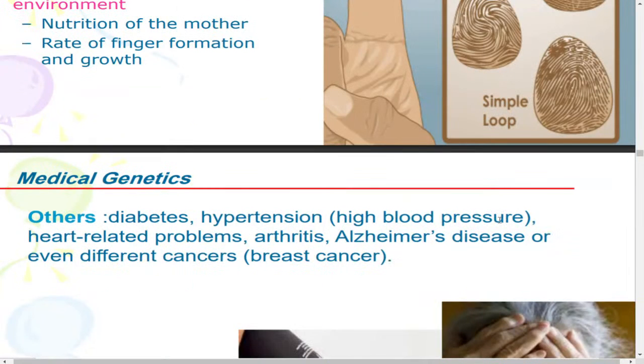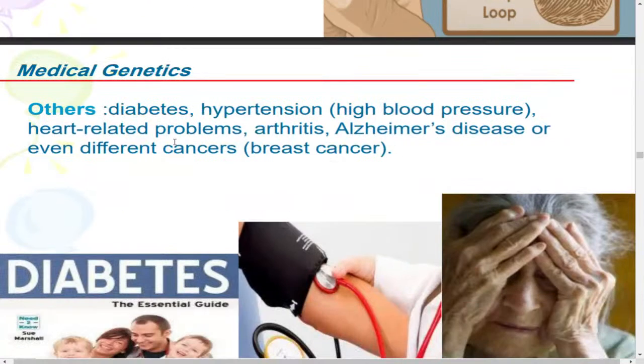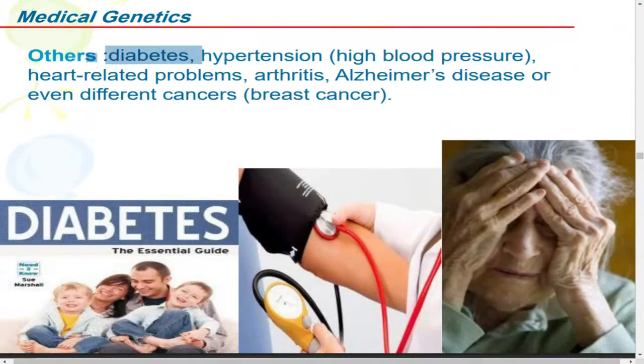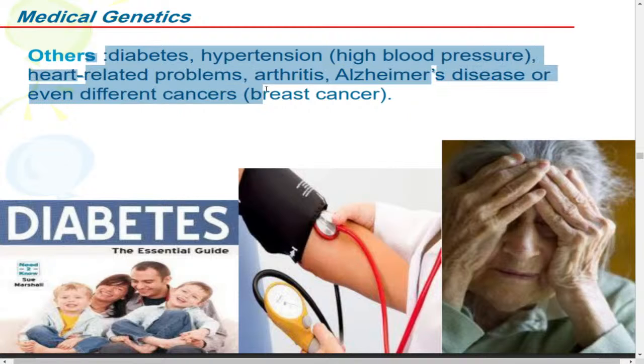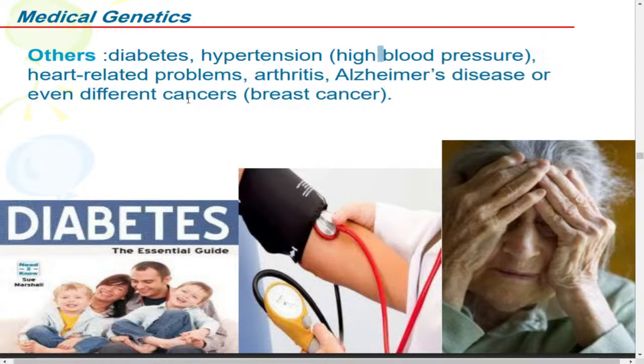Let's move to the next slide. We have other multifactorial disorders like diabetes, hypertension, high blood pressure, heart-related problems, arthritis, Alzheimer's disease, or even different cancers and breast cancers. As we can see here, people suffer from cancers, diabetes, high blood pressure, asthma, Alzheimer's, and many other heart-related problems like blood pressure. Cancer could also occur from genes.